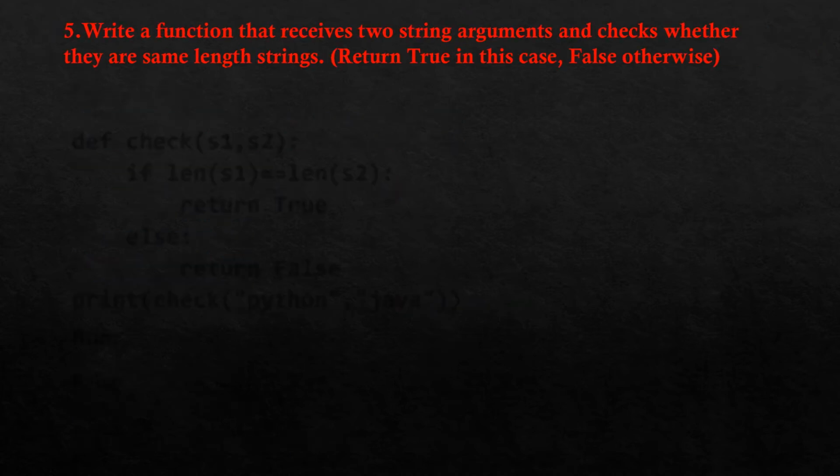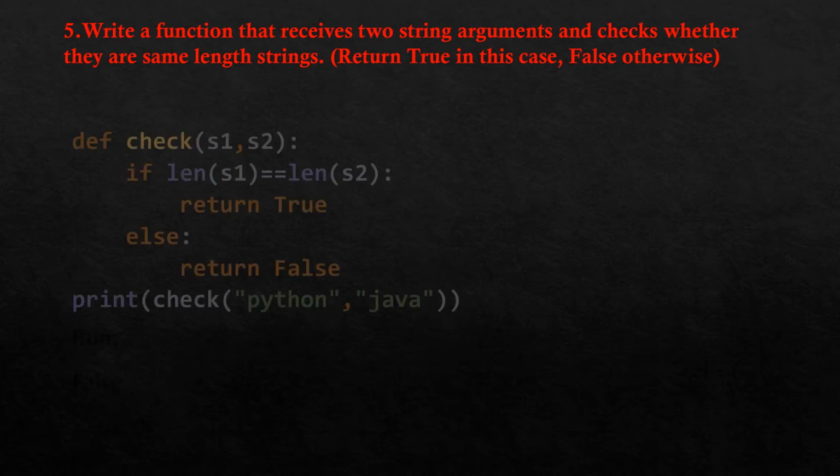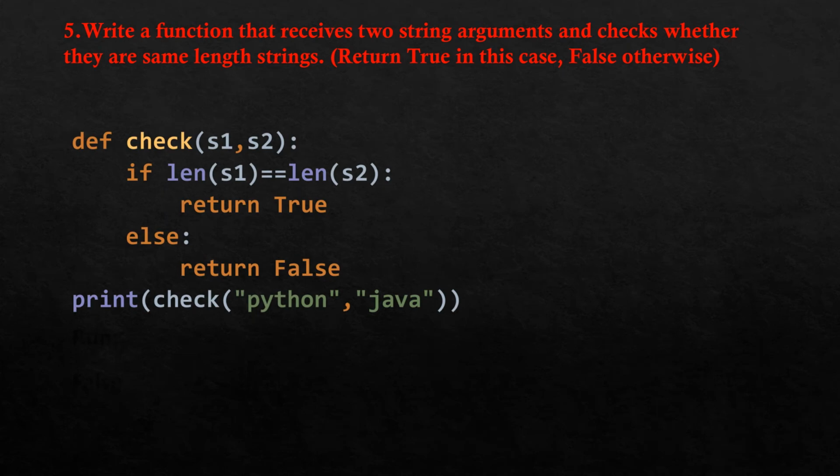Now here this function receives two string arguments and checks whether they are of same length or not. If they are same, it will return true, otherwise it will return false. So for that we have defined a function called check and we have passed two parameters s1 and s2. Then within that it will check if length of s1 is same as length of s2 or not. If they are same, then it will return true, otherwise it will return false. Now we have called the function check by passing two strings, that is Python and Java. Now let's see what it's giving the output. As you know, these two strings are of different length, so the output is false.